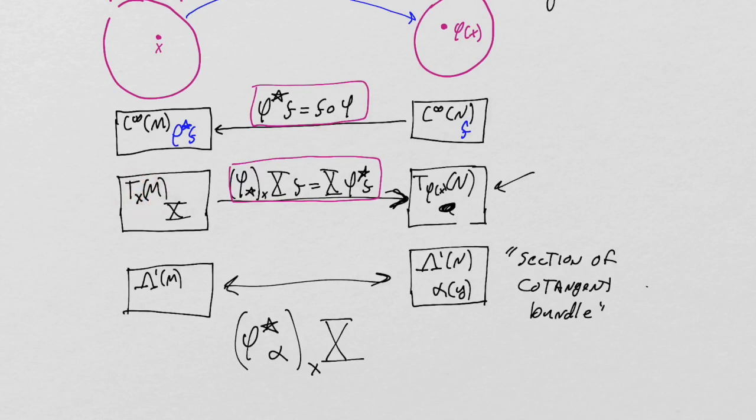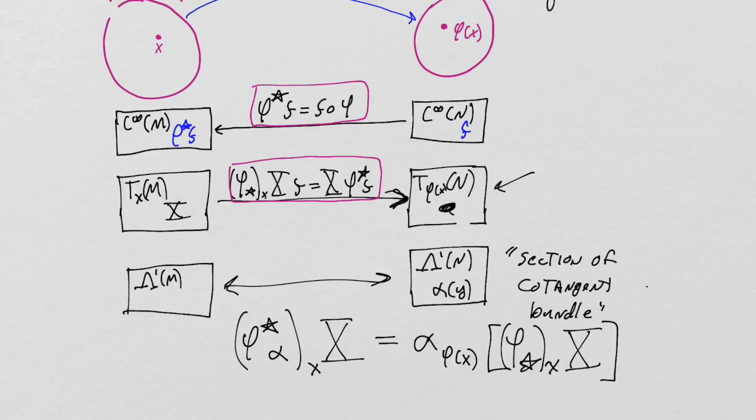That has to equal the original alpha, but evaluated at phi of x, at the image point of x, operating on the push forward of x, which we've called in our notation psi of x, located at the point x, the push forward of the vector x. Notice the functions are gone now. We don't need these functions anymore because this map acting on this vector is a real number.